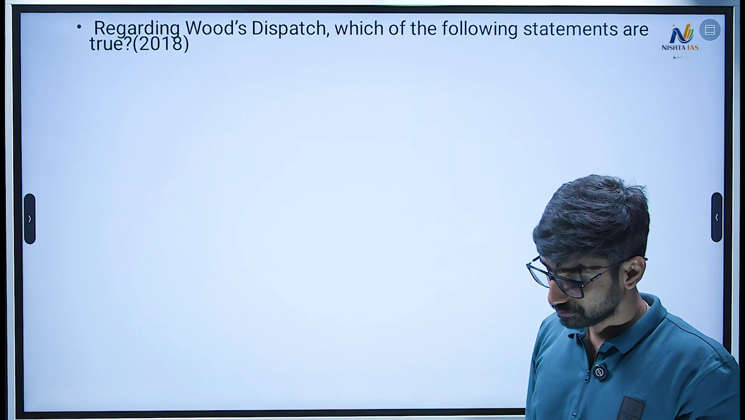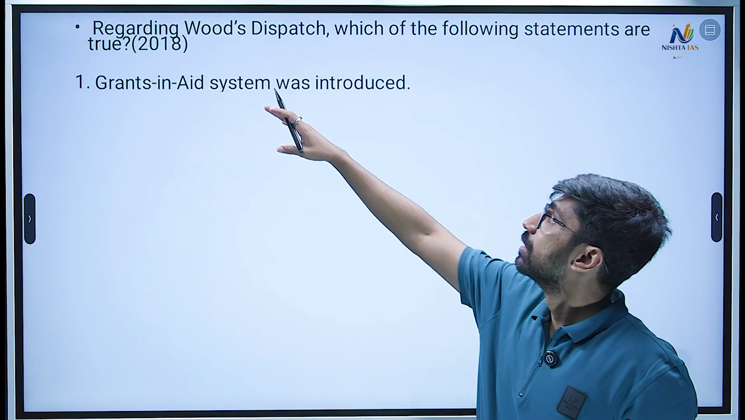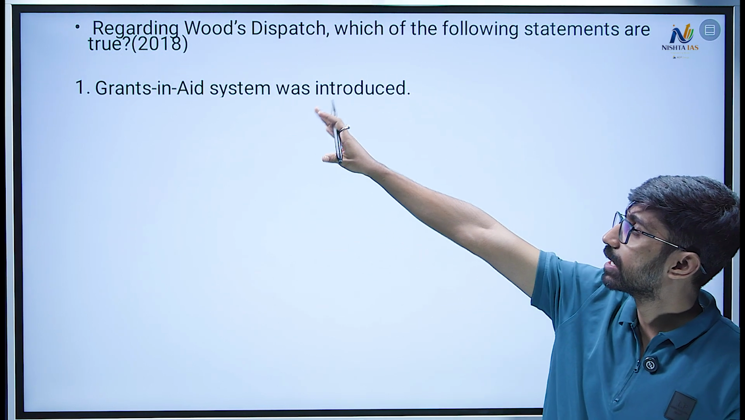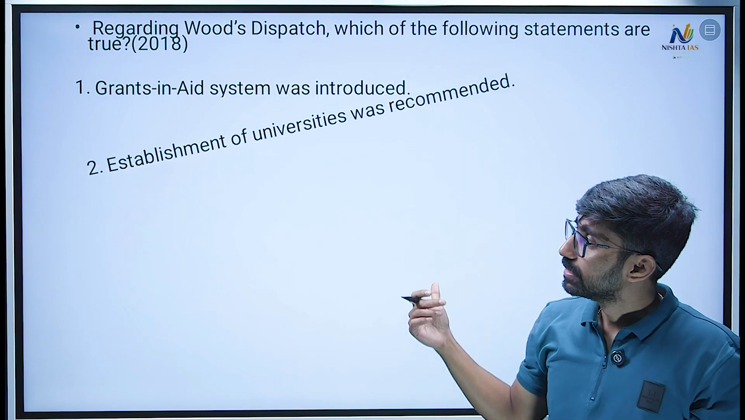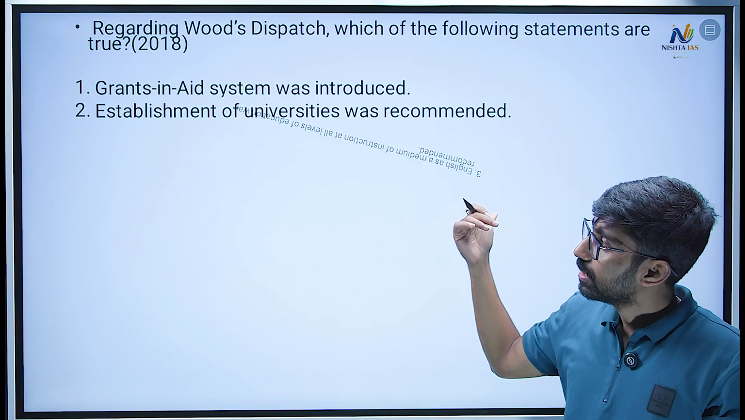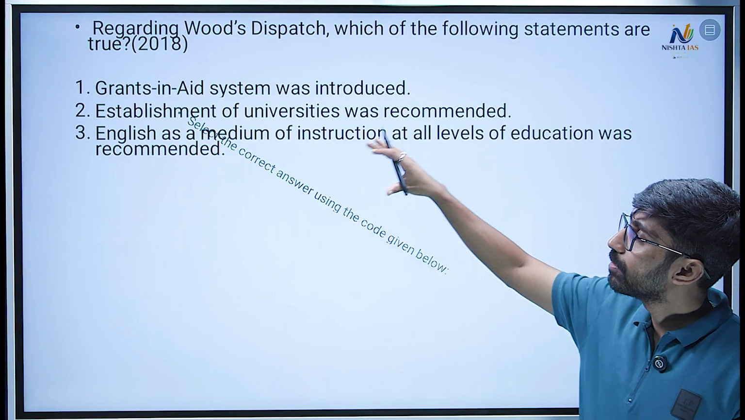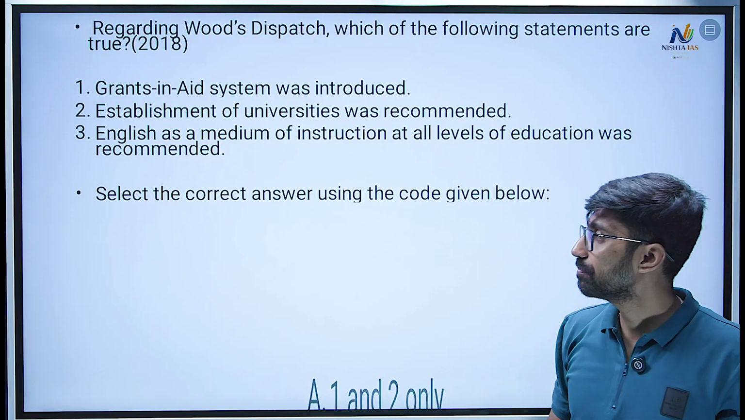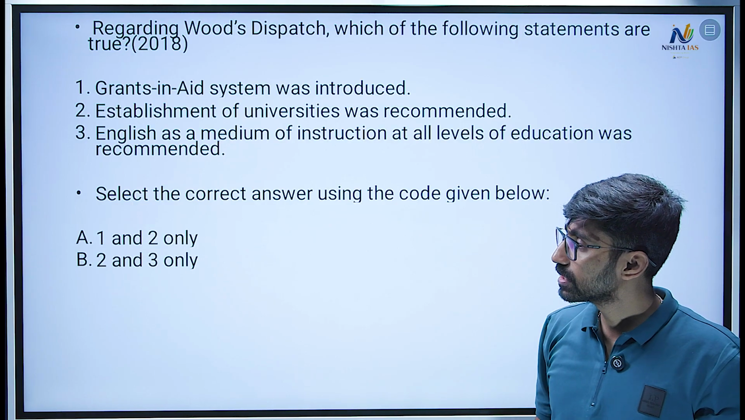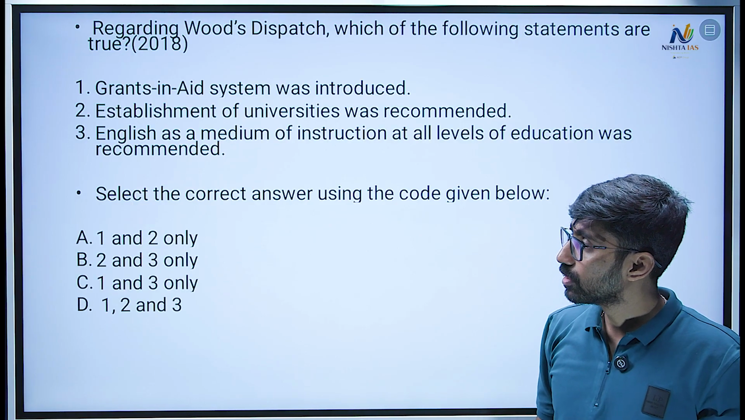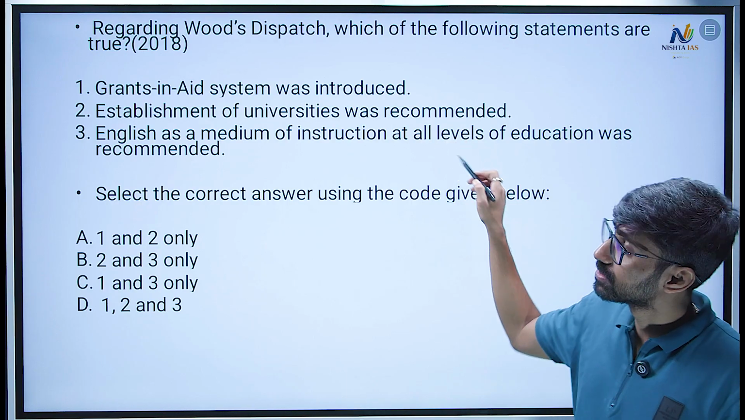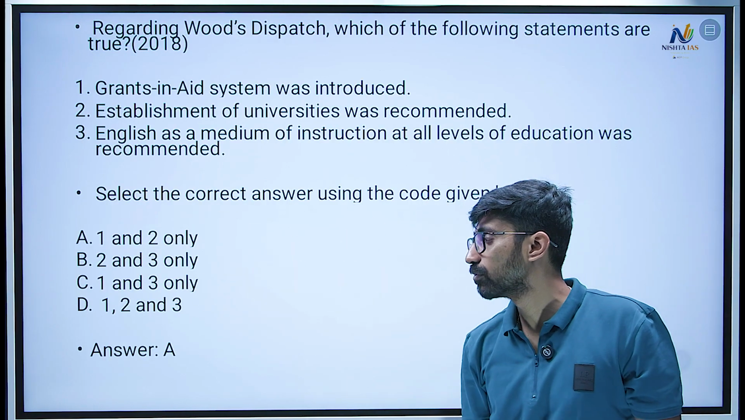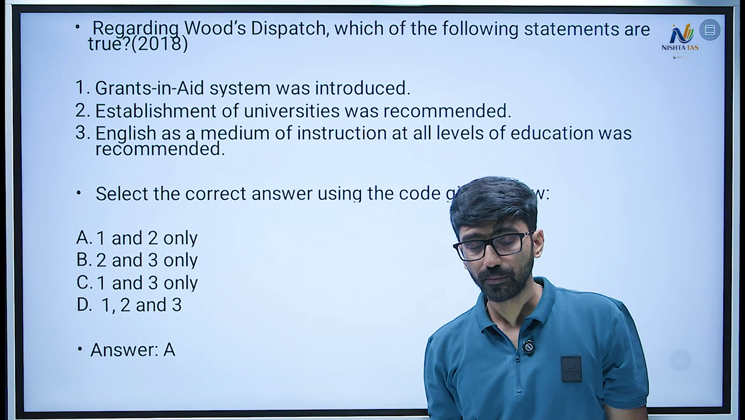I've just explained that. Now one more question regarding Wood's Despatch. Again, the education theme. Which of the following statements are true? The grants-in-aid system was introduced. The establishment of universities was recommended. And English as a medium of instruction at all levels of education was recommended. The answers are 1 and 2, 2 and 3, 1 and 3, and 1, 2, 3. You can eliminate this one, 'at all levels'; it's an absolute statement. If you eliminate 3, you will come to the answer 1 and 2.